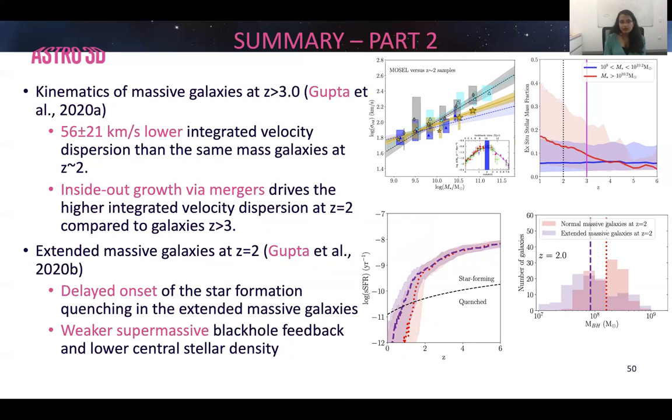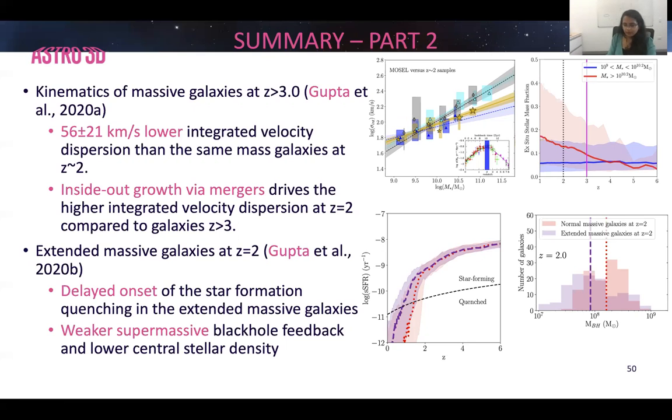Another thing we find is an interesting population of massive galaxies which have really extended stellar disks. The star formation in these extended massive galaxies quenches later, and we think that it's the weak supermassive black hole feedback that's responsible for the delayed onset of star formation quenching. Right.